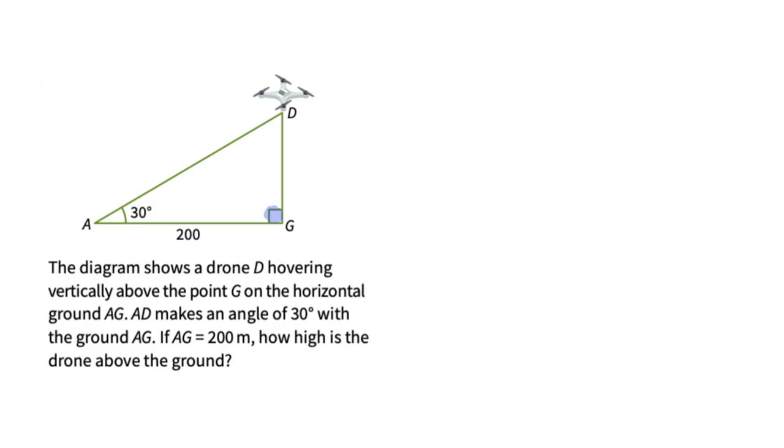AD makes an angle of 30 degrees with the ground. And they also gave us the dimensions for AG. Our job now is to find how high the drone is, which is DG, right? So now this is our diagram here, a right angle triangle. So I am going to tap on our knowledge for Toa Cah Soh and see what we can tap on to help us solve this problem.